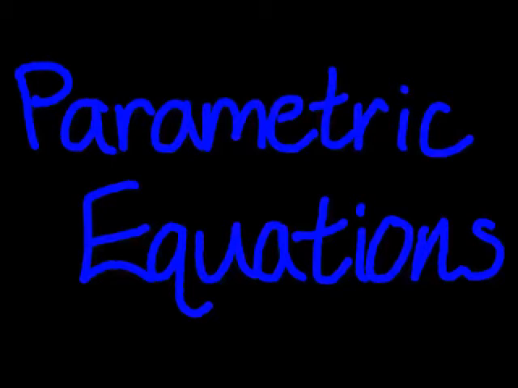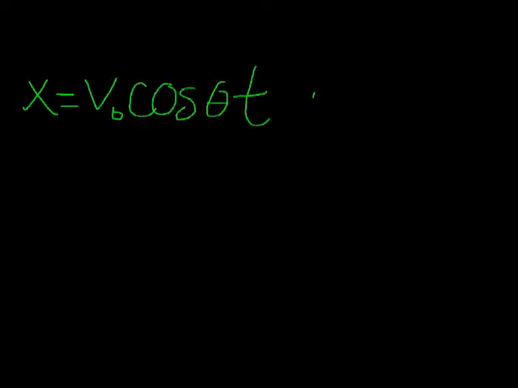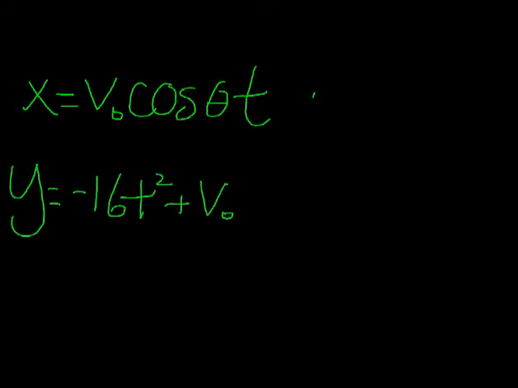Today we are going to discuss parametric equations. Now, what exactly are parametric equations? They help us determine x and y in terms of the variable t for time. So the parametric equations for x and y in feet per second are x equals initial v times cosine of theta times t, and y equals negative 16t squared plus initial v times sine of theta times t plus h.